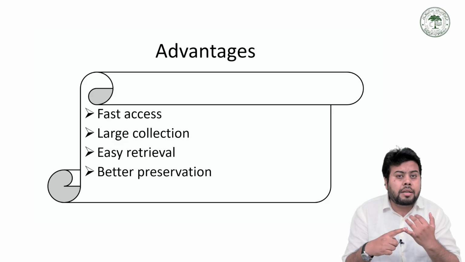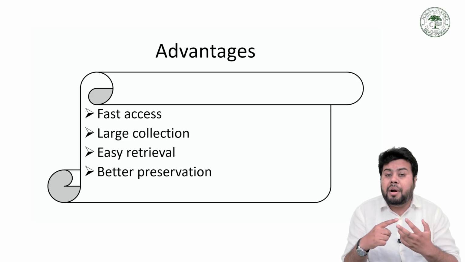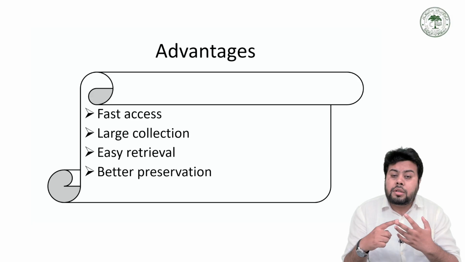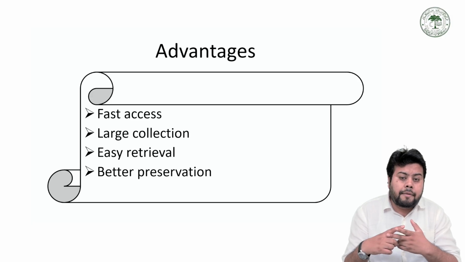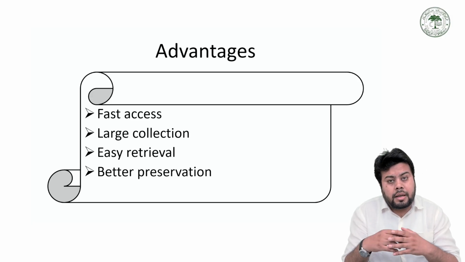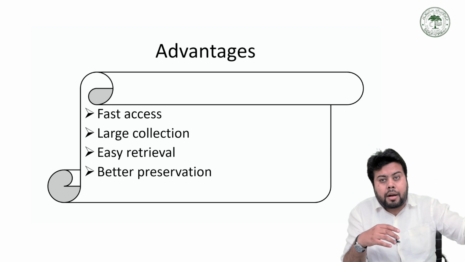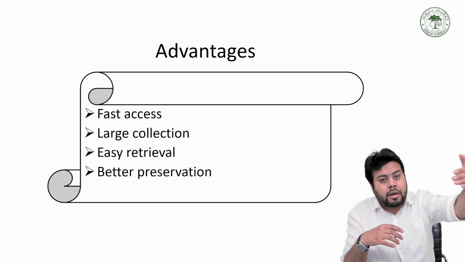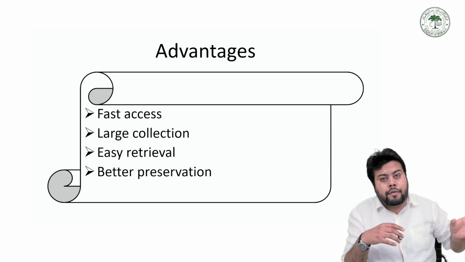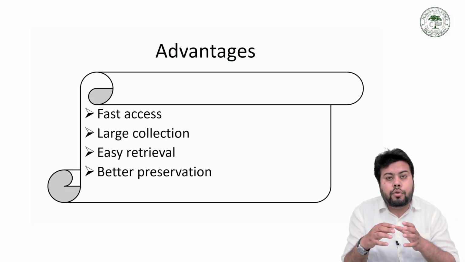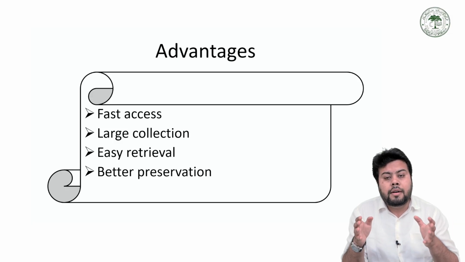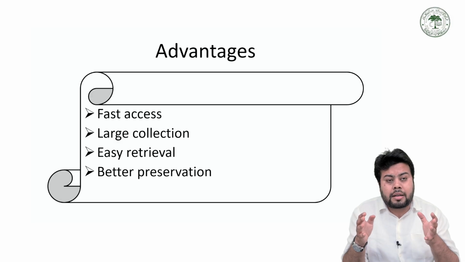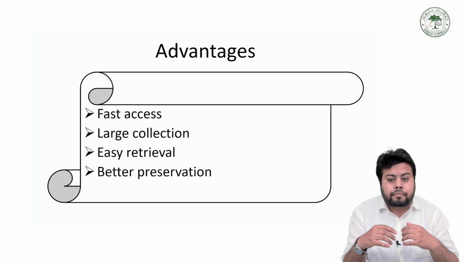Fast access is there, a huge textual collection is there, better preservation is there, cost-effective learning resources are there, easy organization is there. So you don't have to prepare a whole catalog as we used to have in the library earlier in physical form, with a number of racks and cards, right? We don't have to worry about those things nowadays. It is very easily organized.